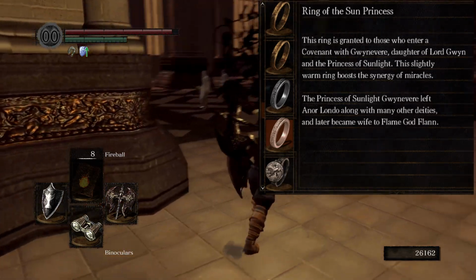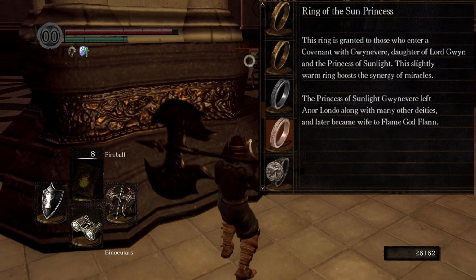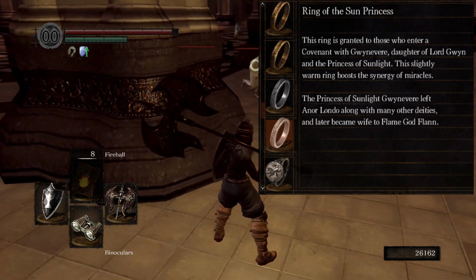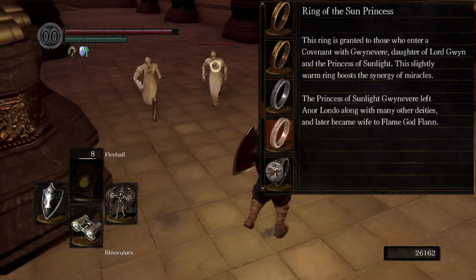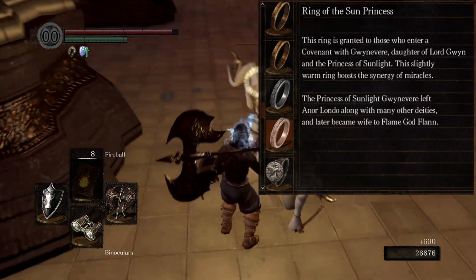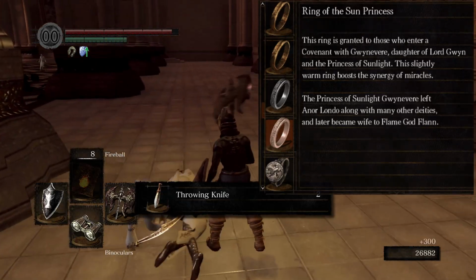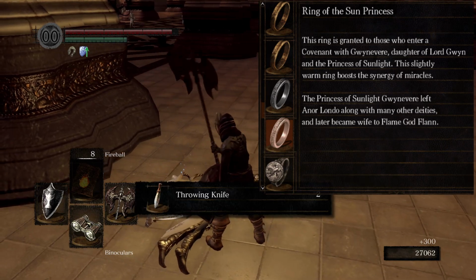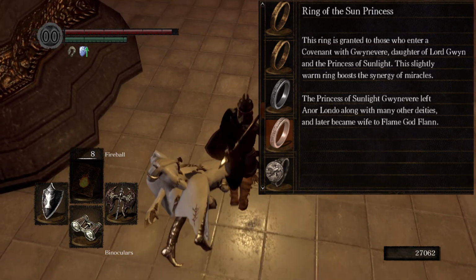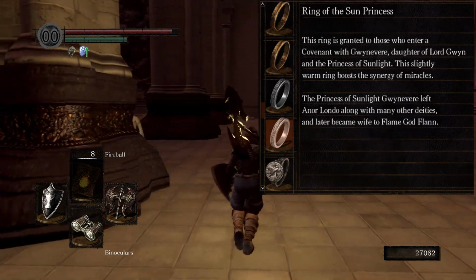The Princess of Sunlight left Anor Londo long ago with many other deities, and later became wife to flame god Flann. When we receive this ring, questions arise from it. Who are the other deities? Where did they escape to? Who is Flame God Flann? Why is he not just a god, but capitalized Flame God? Who did he rule over? Why don't we hear about him anywhere else in Dark Souls?